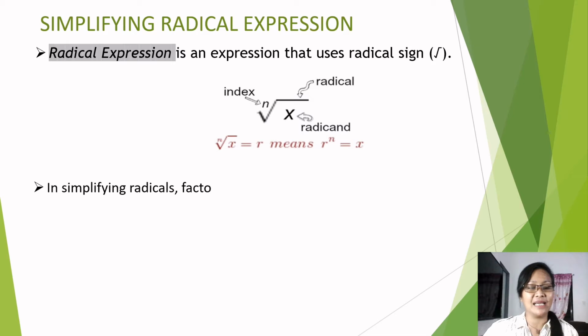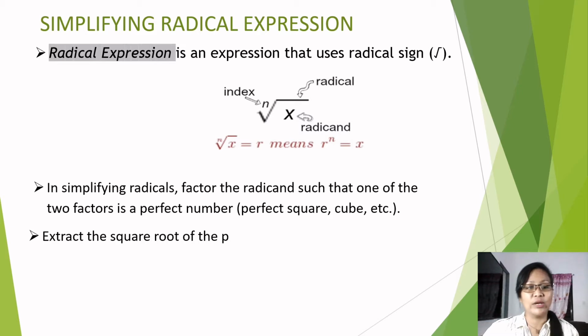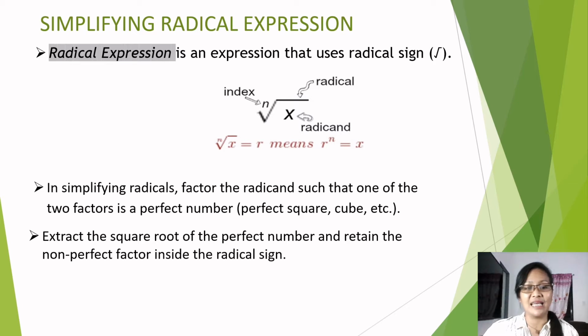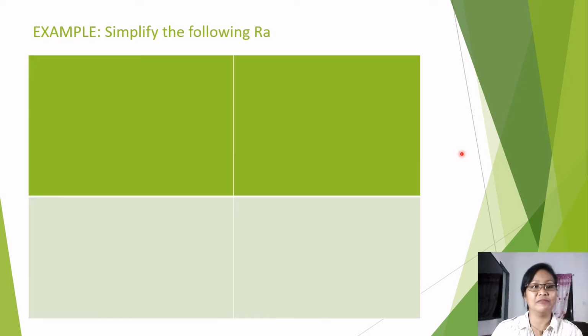In simplifying radicals, factor the radicand such that one of the two factors is a perfect number, perfect square, cube, etc. Extract the square root of the perfect number and retain the non-perfect factor inside the radical sign. In terms of the exponent of the variables, divide the exponent by the index and leave the remainder inside the radical. Simplify the following radical expressions.